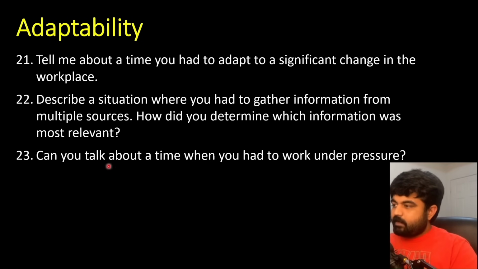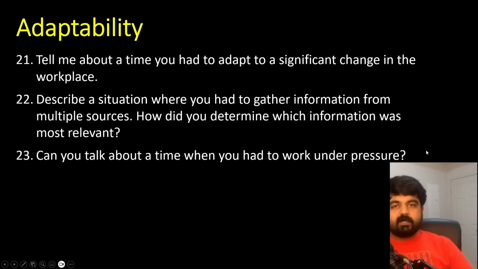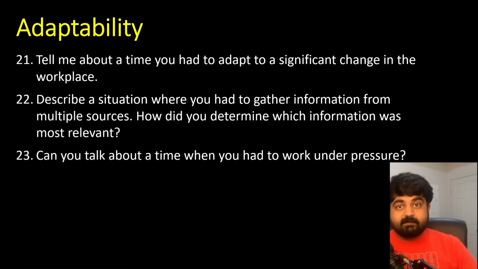Next one is, can you talk about a time when you had to work under pressure? Once again, why did you have to work under pressure? Were you fighting against tight deadlines? Were you understaffed, under-resourced? Were you working on some critical project? Were you working on some production issues that needed to be fixed immediately? Did you miss some deadlines? Why did this happen?